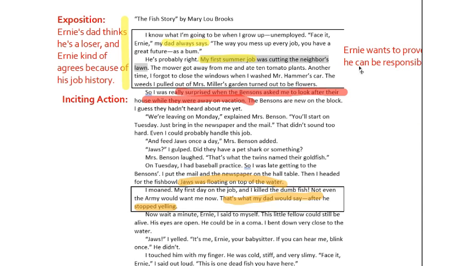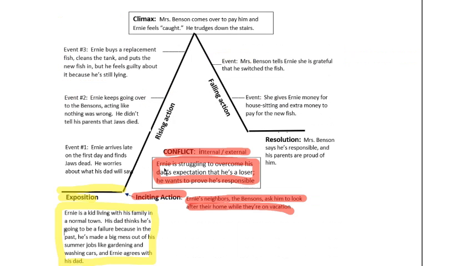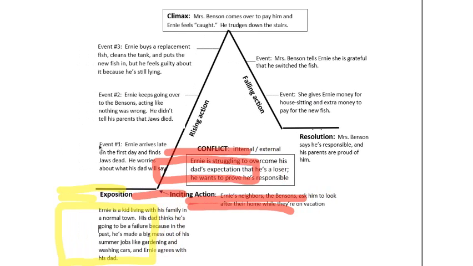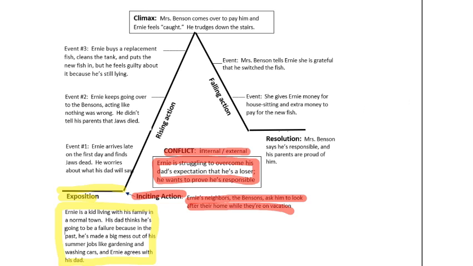So, the first event of the rising action is that Ernie arrives late. On the first day, he discovers Jaws is dead, and he worries about what his dad will say. So here's the rising action. It's going to have lots and lots of events, but this is the first thing that makes it more difficult for him to prove what he wants to prove. I also forgot to make the rising action a dot, so I'm going to do that right there.